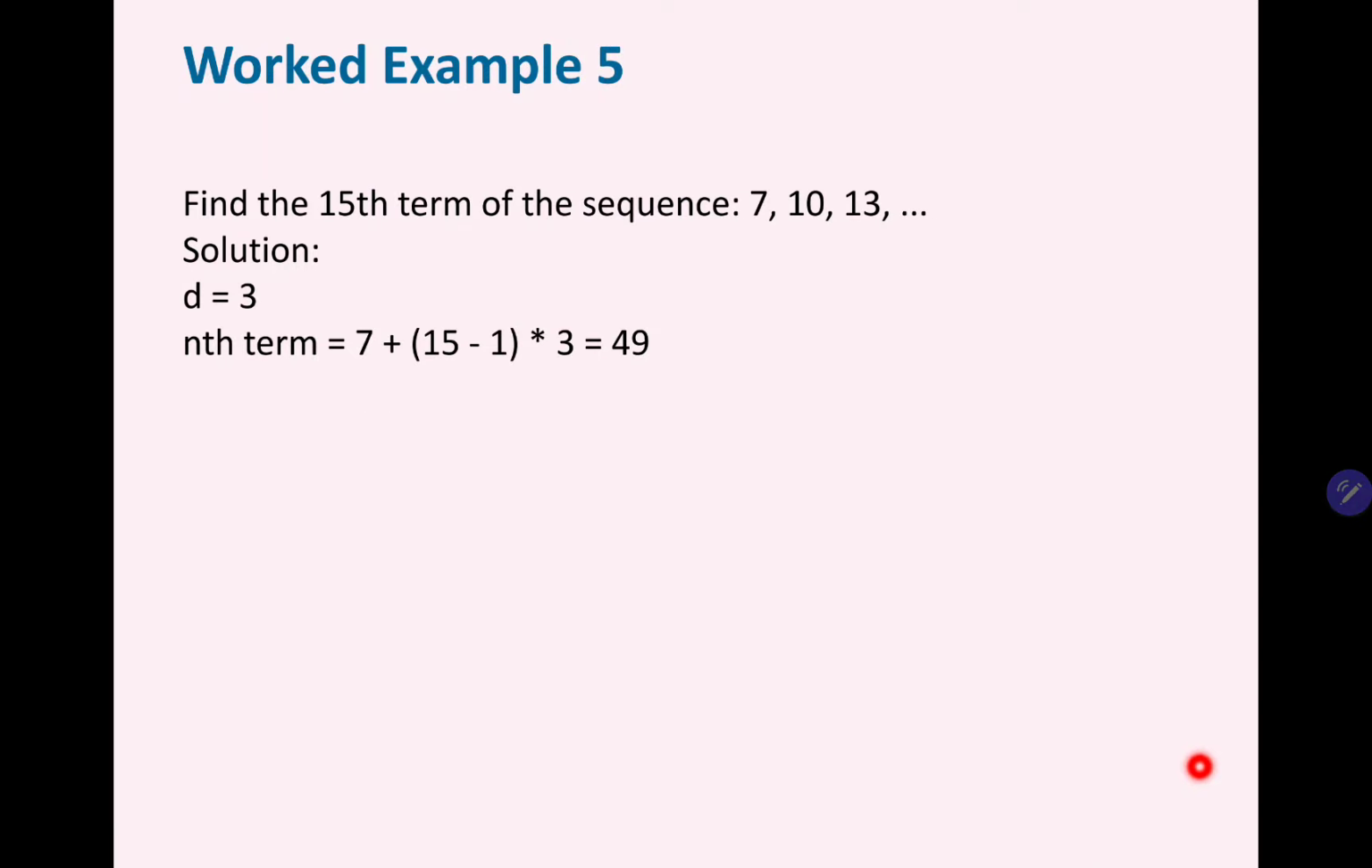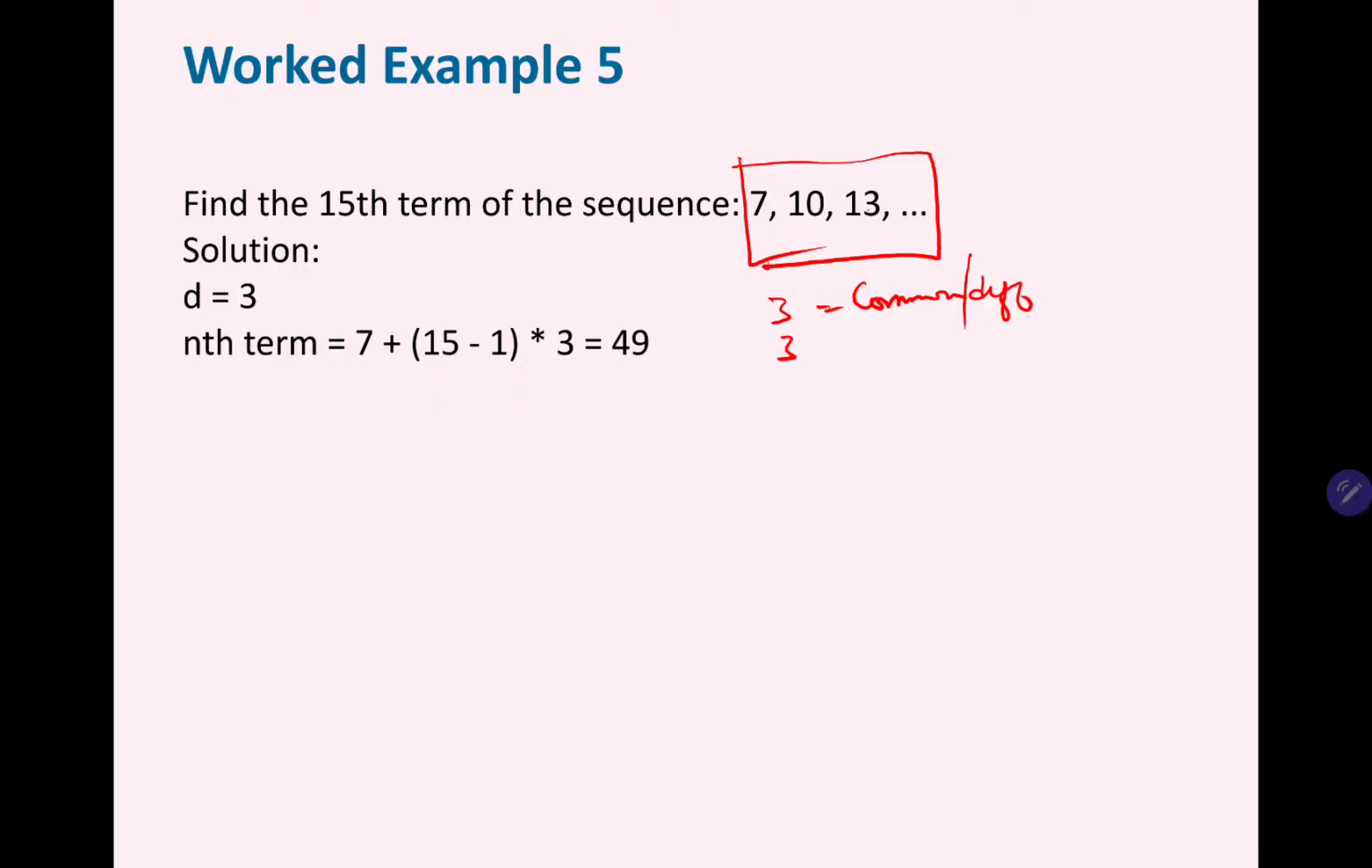Find the 15th term of the sequence 7, 10, 13. Is this a geometric sequence or an arithmetic sequence? You have to know the progression by the common difference or the common ratio. 10 minus 7 here is 3. 13 minus 10 is 3. So it's a common difference. Please note the difference, okay? It's not a common ratio.